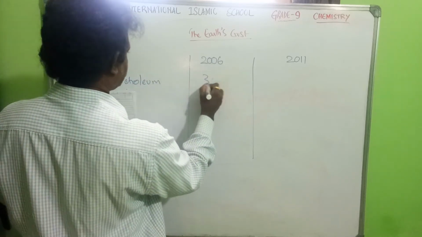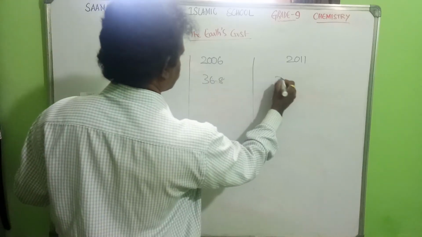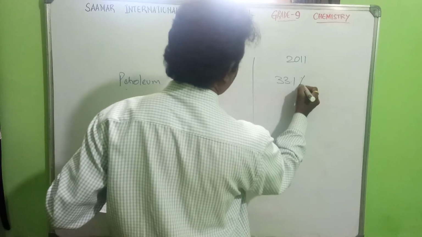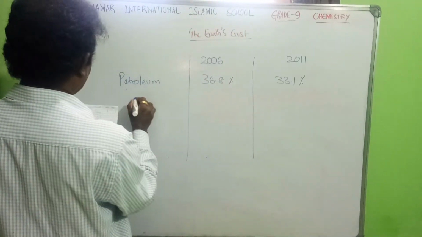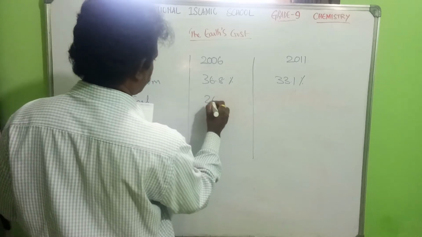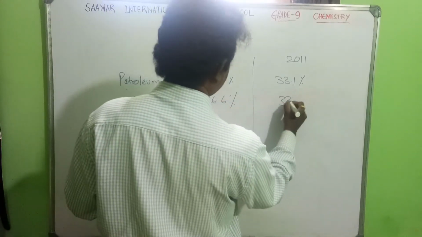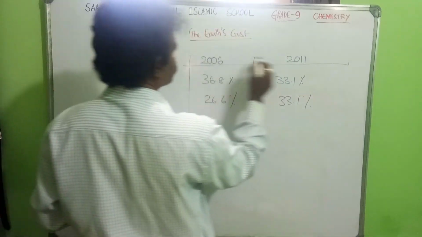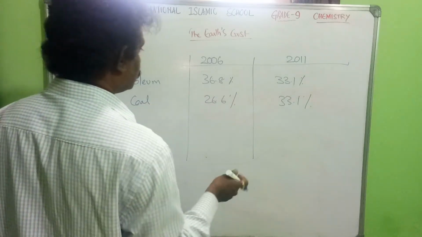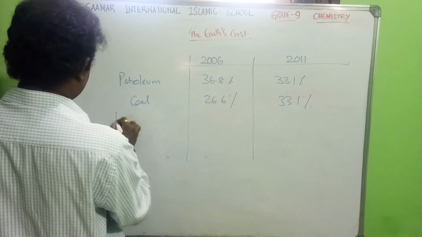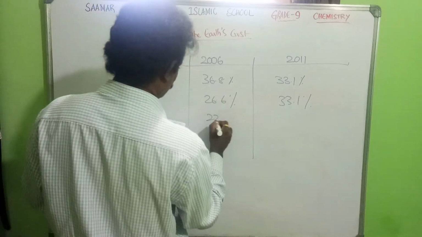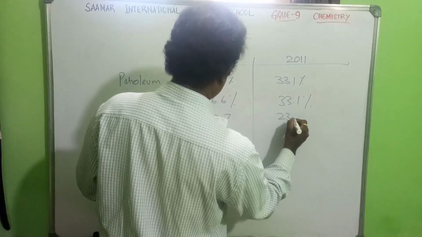Now petroleum, 36.8, 31.1. Okay, correct. So this is on the percentage. Fine. Next, coal 26.6, 33.1. This is the report between 2006 and 2011. Now this is 2020. The latest one will come later, it's not yet given. Natural gas 22.7, here 23.7.